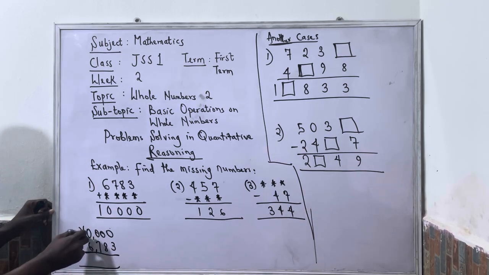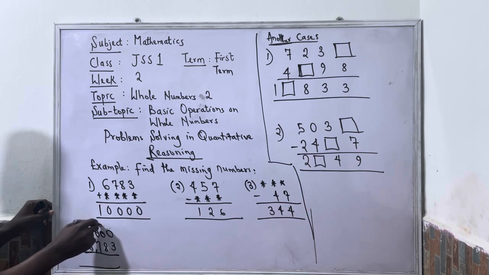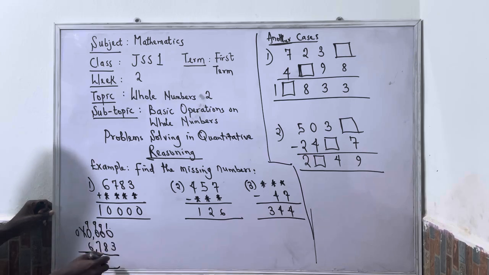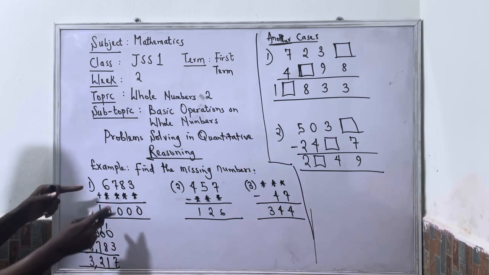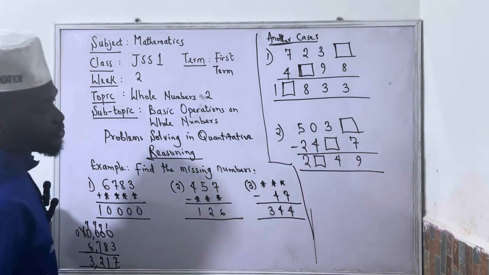If you borrow from here, this remains 0. So I'll put 9 here, 9, 9, and 1. 10 minus 3, that will give me 7. 9 minus 8, that will give me 1. 9 minus 7, that will give me 2. 9 minus 6, that will be 3. So the missing number has to be 3,217.